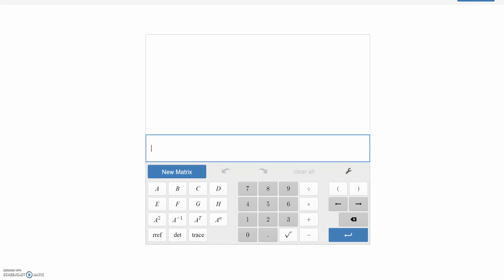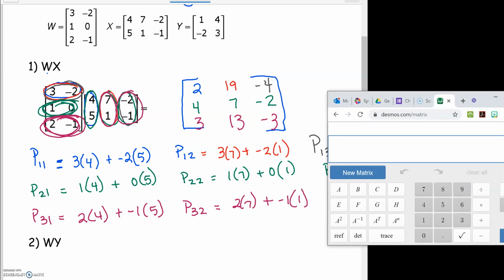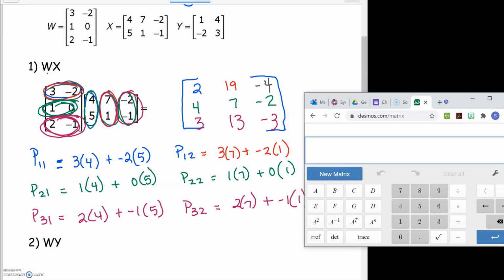I need to split my screen here. So let me do that and I'll be back in a second. All right, so desmos.com/matrix. This just allows you to put it in. It's actually a lot easier than the graphing calculator, which we'll look at when we come back in person. But for now, we're going to use this.